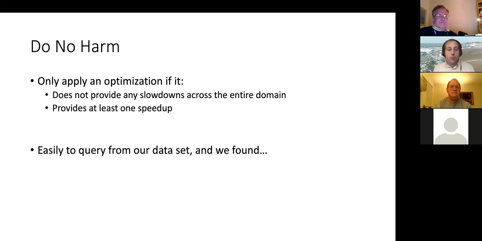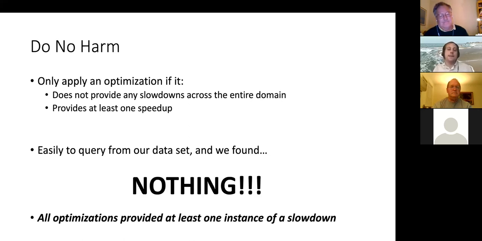What we can do is we can query our data because we basically ran all combinations of optimizations across our entire data set. And what we actually find is that there's no optimization that fits this strategy. Basically, any optimization that you flip on that I talked about, there's at least one GPU, input, application that will actually slow down because of it.